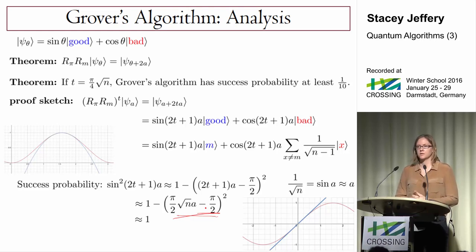And if you want higher probability, if you are not satisfied with success probability 1/10, and you want success probability 99 over 100, then you can just run Grover's algorithm 100 times or some constant number of times. The total complexity is still going to be big O square root of n, but you can amplify the success probability to any constant that you like. So you can get as close to one as you want within a constant factor.